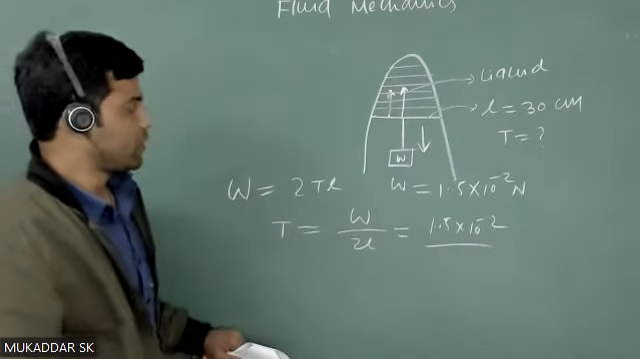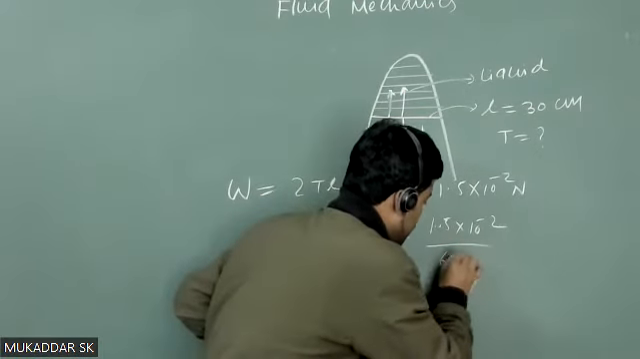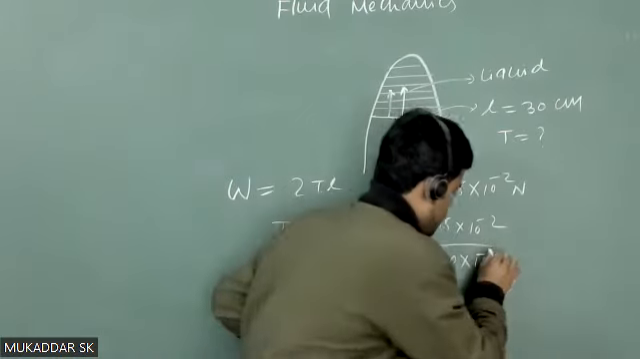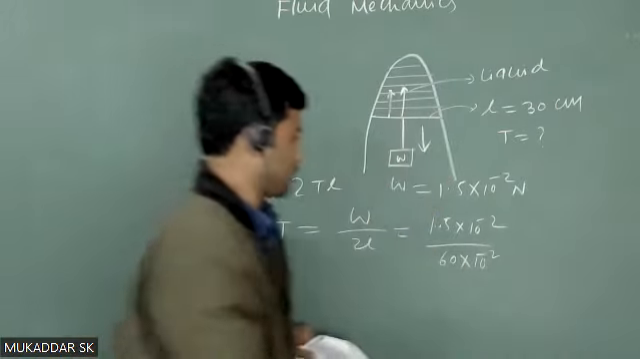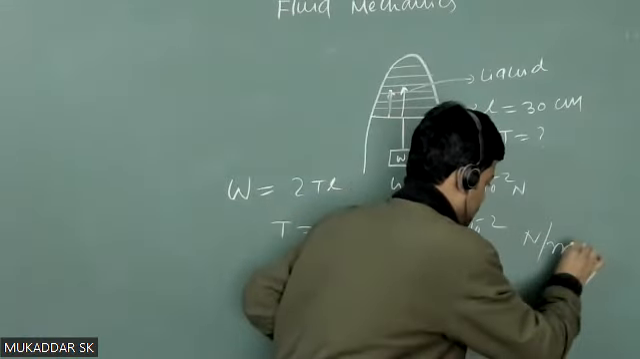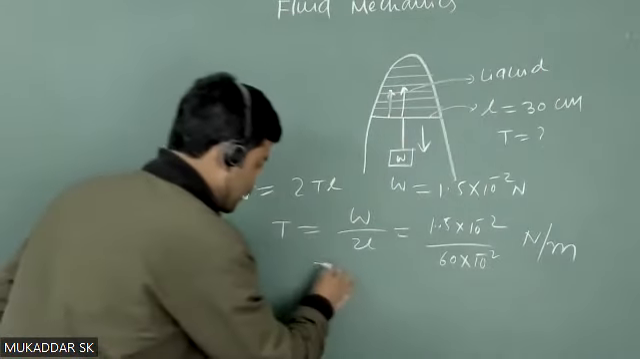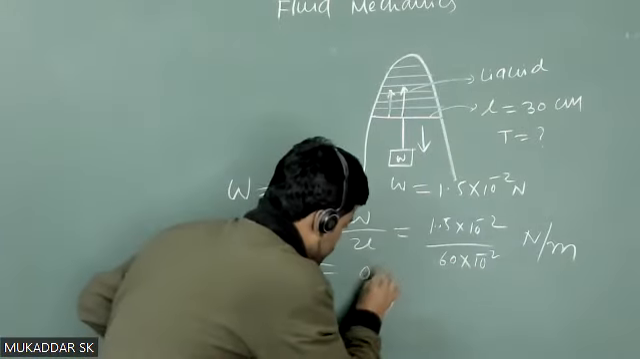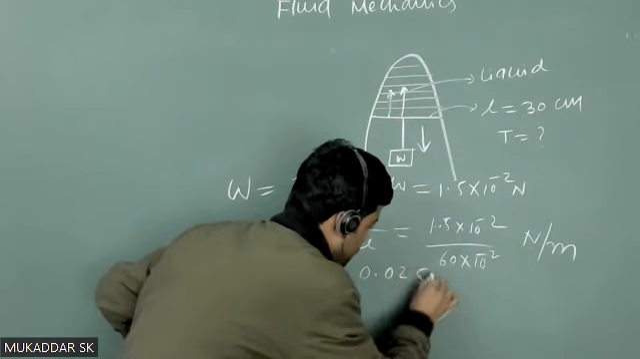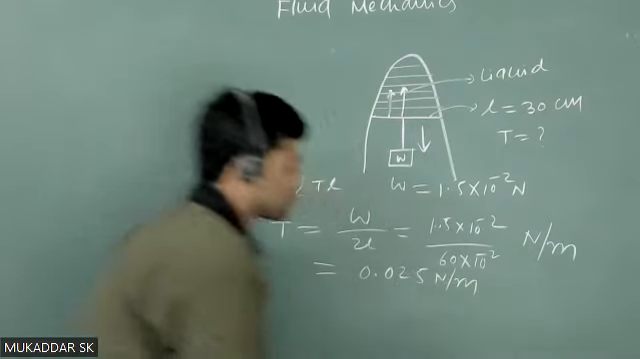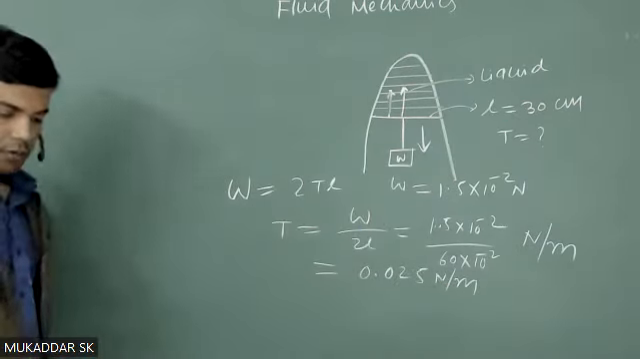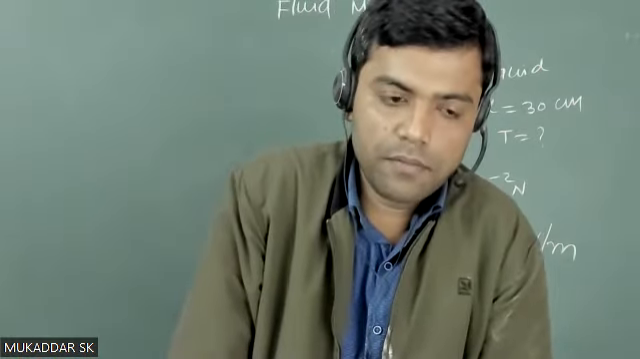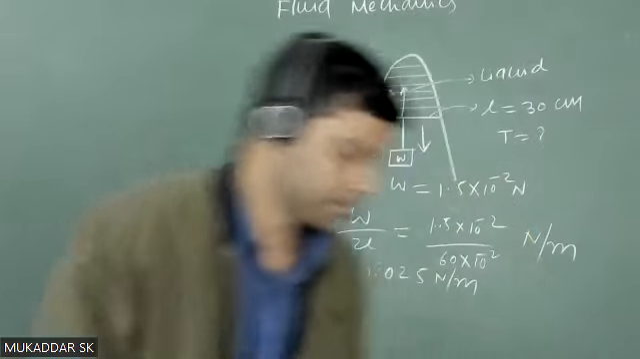2L means 60 centimeter. If I convert it into meter, it will be 60 × 10^-2, and the unit will be Newton per meter. If you calculate this number, you will get 0.025 Newton per meter. Whenever you have a thin film, the net force is no longer TL, rather it will be 2 times TL because of two layers.